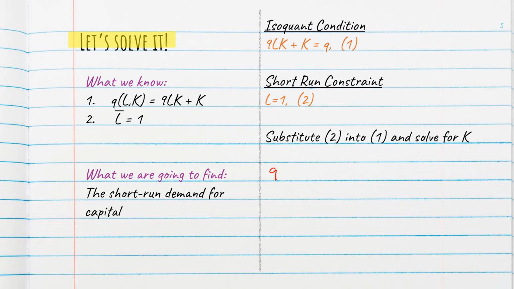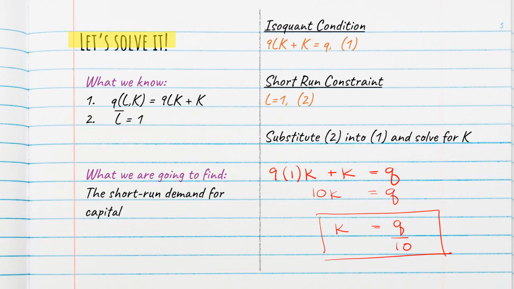So filling in what we know, we have 9 times 1 times K plus K is equal to Q. Well, that's 9K plus K, which is 10K, is equal to Q. Solving for K, I get K is equal to Q over 10.